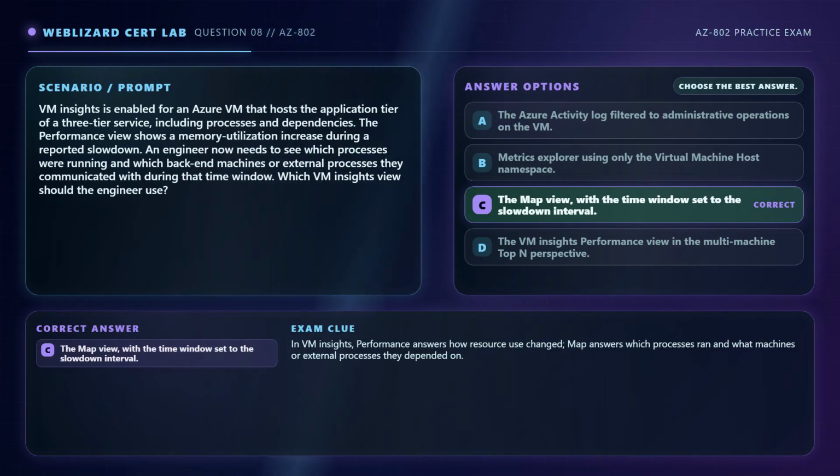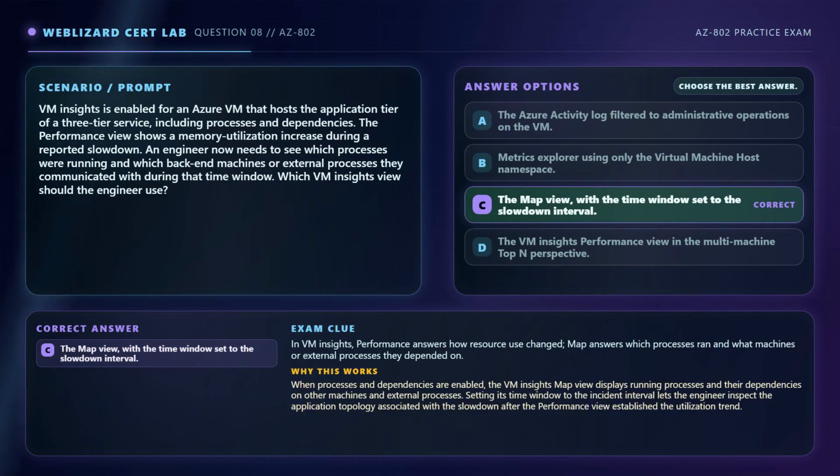The correct answer is C, the map view, with the time window set to the slowdown interval. When processes and dependencies are enabled, the VM Insights map view displays running processes and their dependencies on other machines and external processes. Setting its time window to the incident interval lets the engineer inspect the application topology associated with the slowdown after the performance view established the utilization trend. In VM Insights, performance answers how resource use changed, map answers which processes ran and what machines or external processes they depended on.